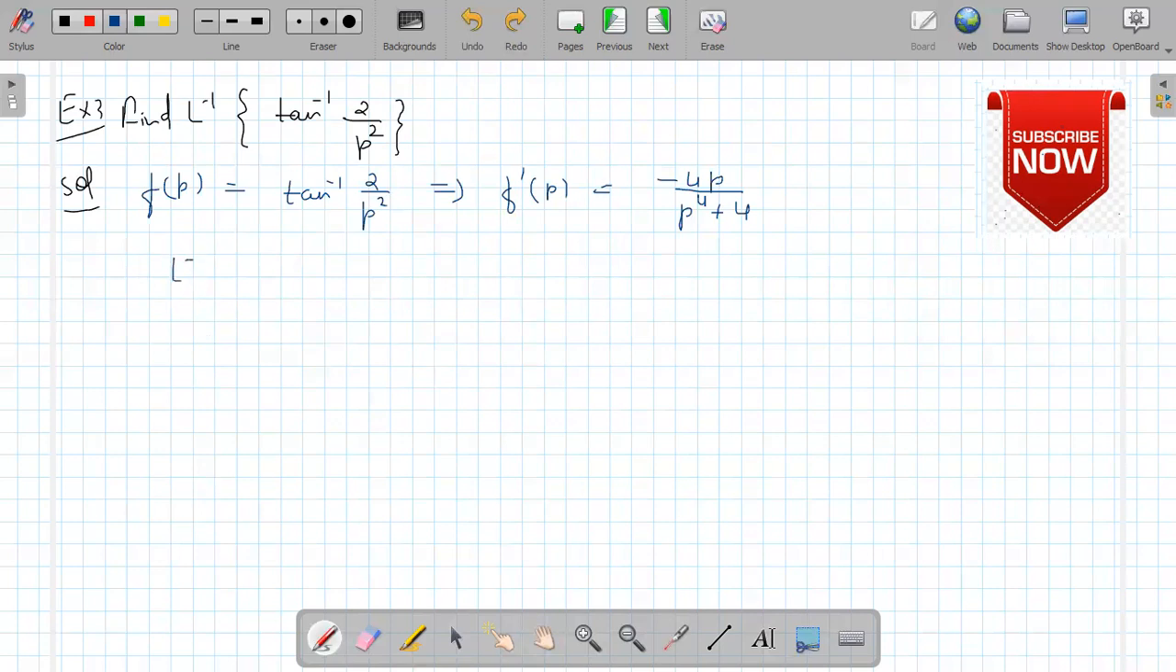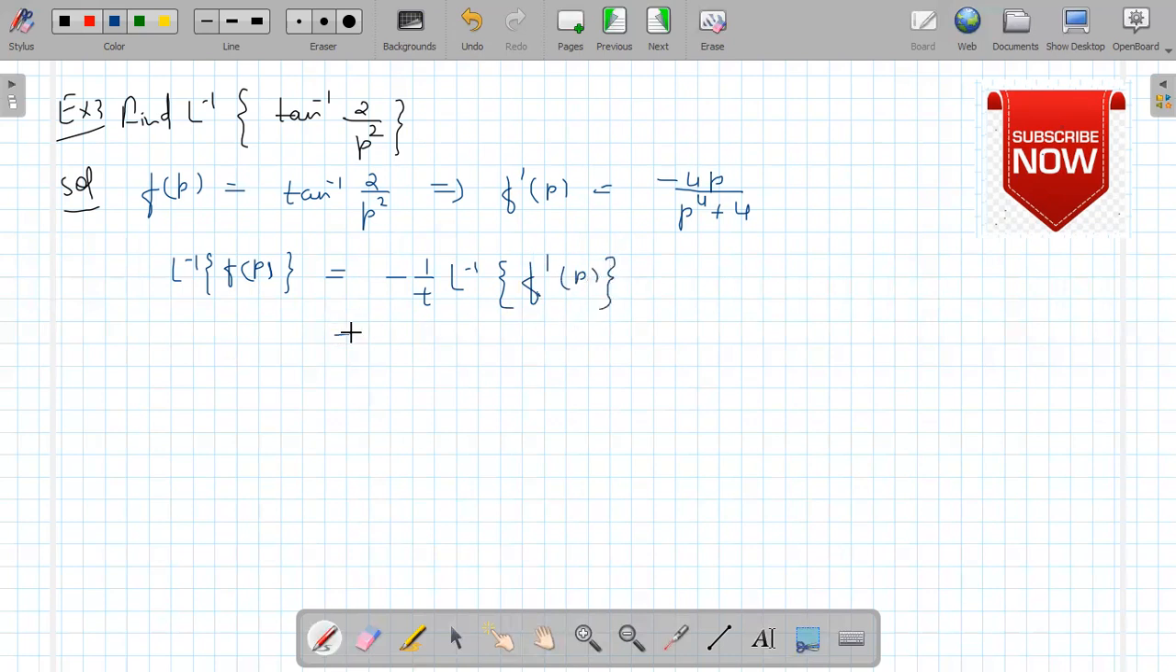So Laplace inverse of f(p). When you write the formula again and again, you will learn this formula. When you skip writing the formula, it is difficult to learn that formula. So I suggest that you should write the formula while doing questions. When you write it again and again, you will automatically memorize that. That's why I'm writing it again and again.